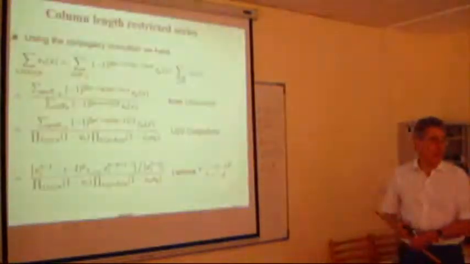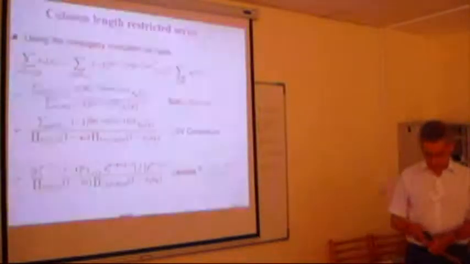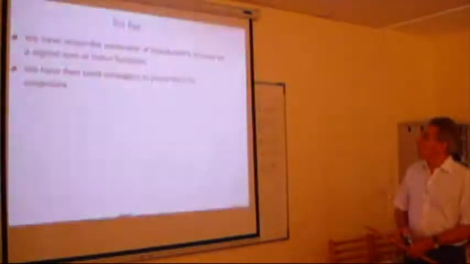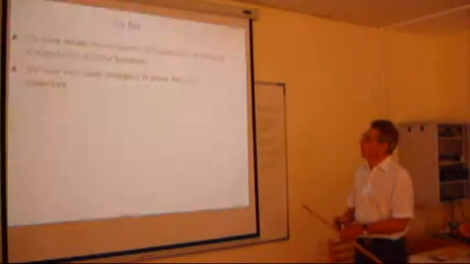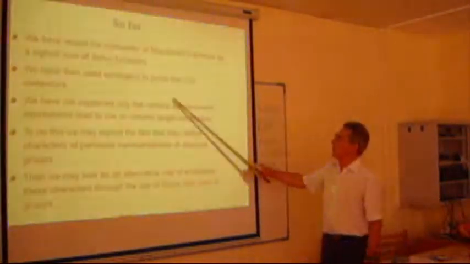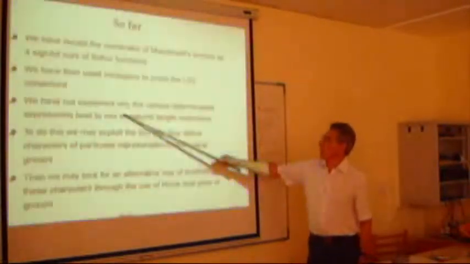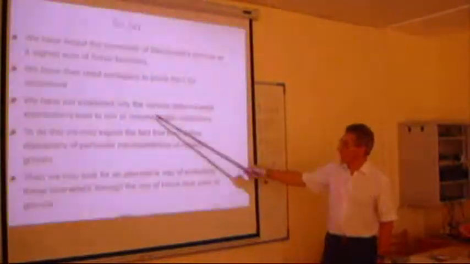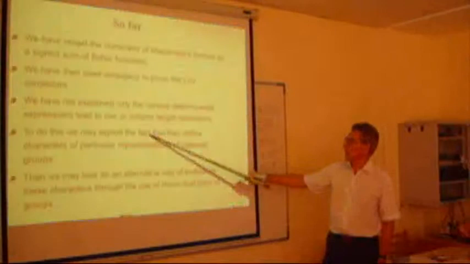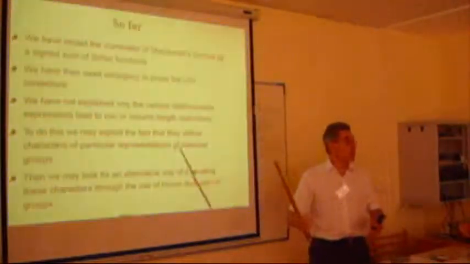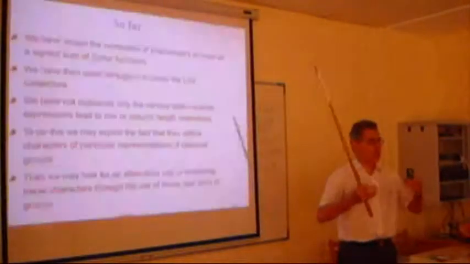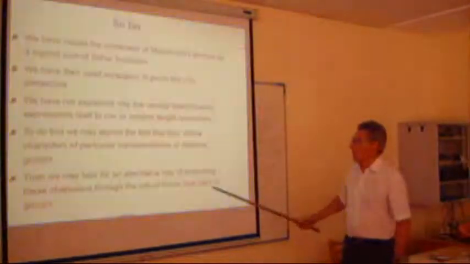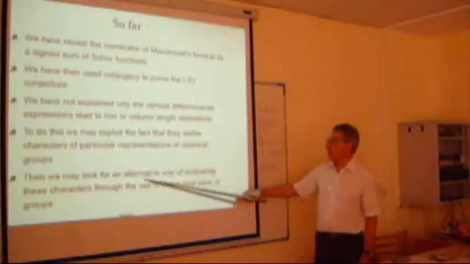But it doesn't explain anything. It just pops out somehow. So we've recast the numerator sum, we've given these conjugacies. We've not explained why these determinant expressions lead to row and column length restrictions. And we can, in fact, give some sort of explanation because of the connection with characters. I haven't used any connection with characters. All I've used is combinatorics for Schur functions. And then we look at alternative ways of evaluating these characters.